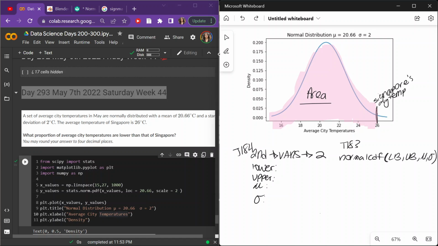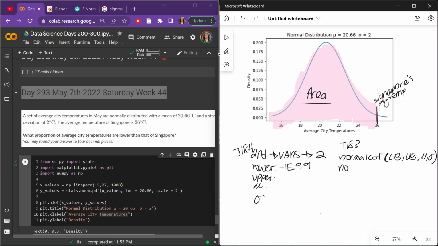So lower bound is basically the number that you're starting with. You're going to have to find an interval, right? This is what we're trying to do. And it's basically the interval of the area you're trying to find. So if we take a look at this, we know that a normal distribution goes on to infinity in both sides. But we are just trying to find from negative infinity all the way to 26. So that is the proportion of all city temperatures that are lower than that of Singapore's. So our lower is actually going to be negative infinity, but since we don't have negative infinity in our calculators, we're going to use negative 1e99, or some people just use big numbers like 9999, whatever. But I just use negative 1e99.